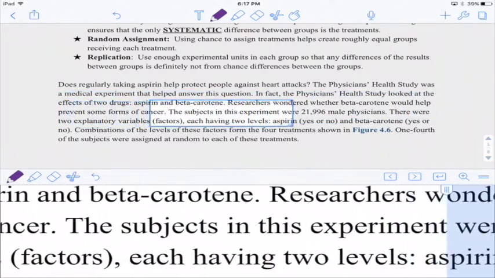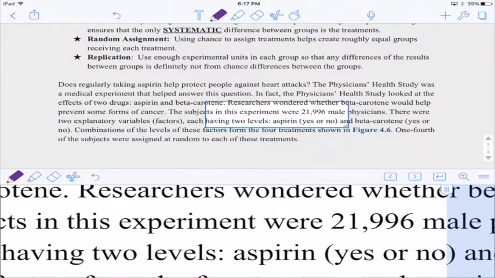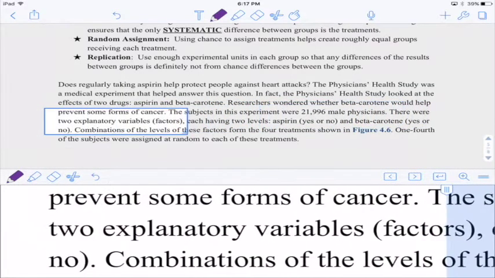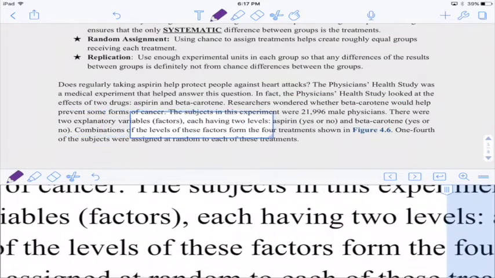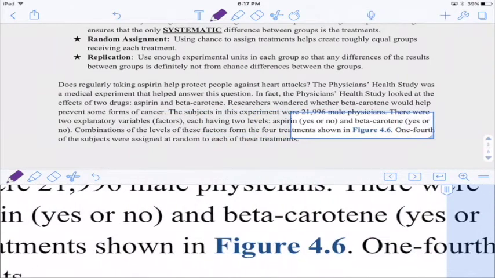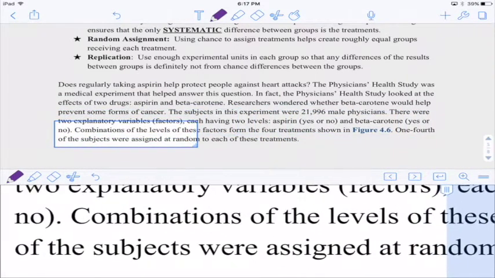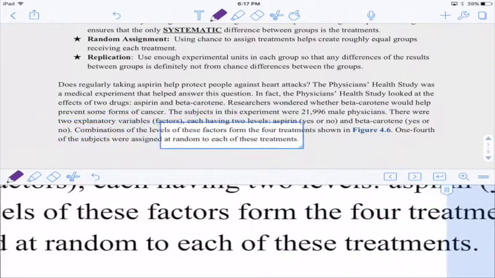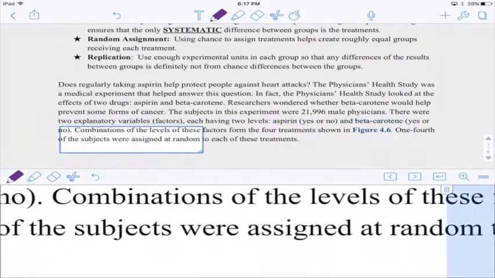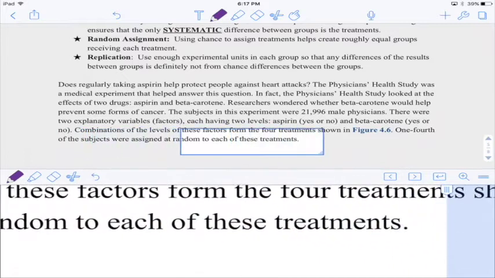The subjects who took this experiment were 21,996 male physicians. There were 2 explanatory variables, each having 2 levels, aspirin and beta-carotene, yes or no. Combinations of the levels of these factors form the 4 treatments shown in figure 4.6. 1/4 of the subjects were assigned at random to each of these treatments.